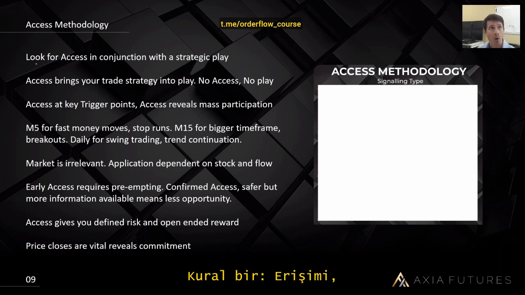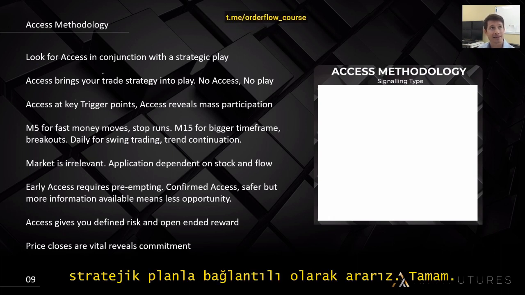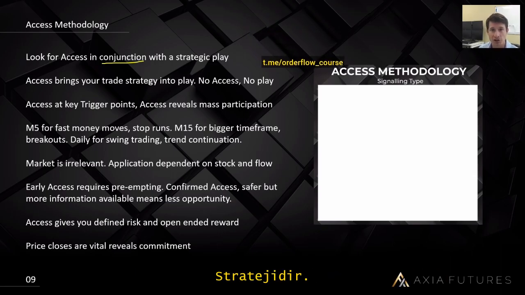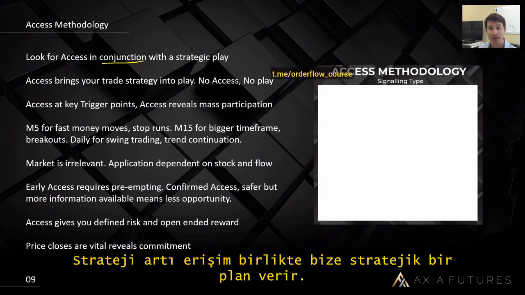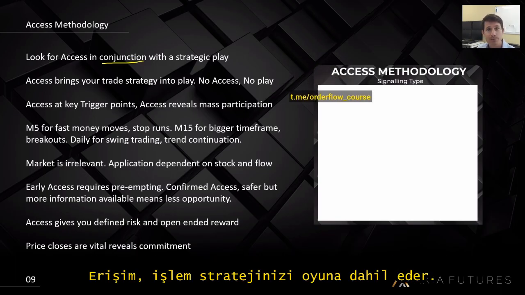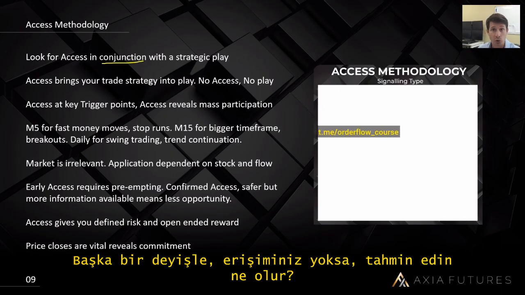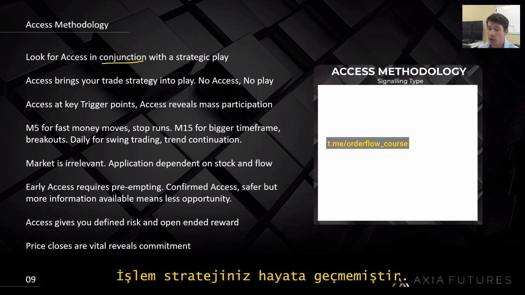So rule number 1, we look for axis in conjunction with a strategic play. Okay, so it's not just a strategy on its own that is an opportunity. It's strategy plus axis together that give us a strategic play. Now, axis brings your trade strategy into play. And we've said this a number of times. No axis, no play. In other words, if you do not have axis, guess what? Your trade strategy hasn't been brought to life.